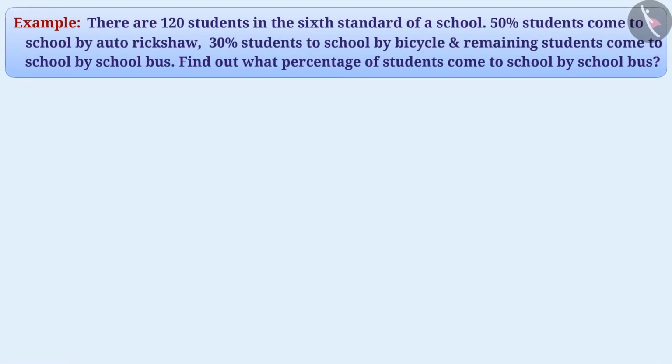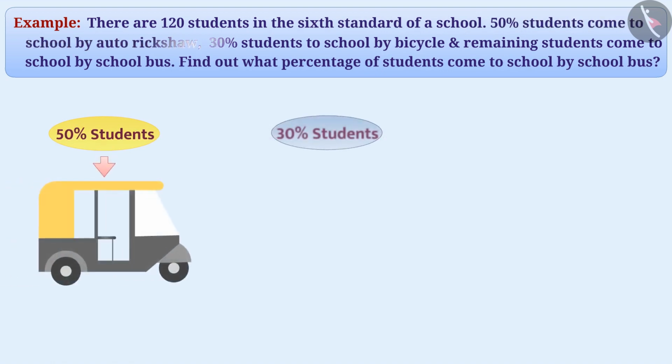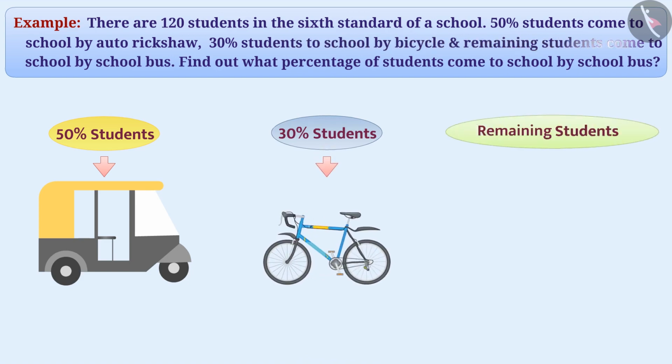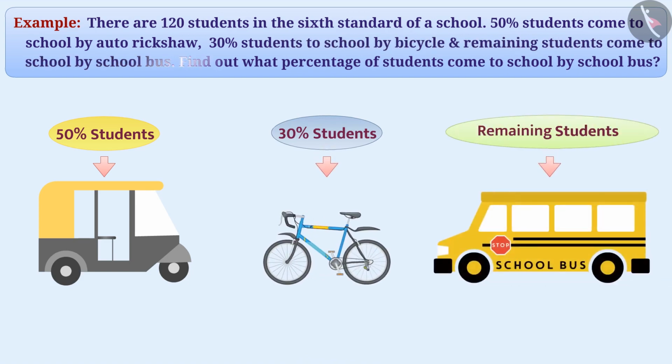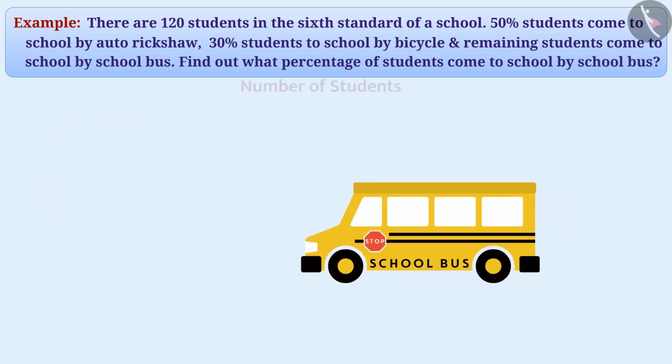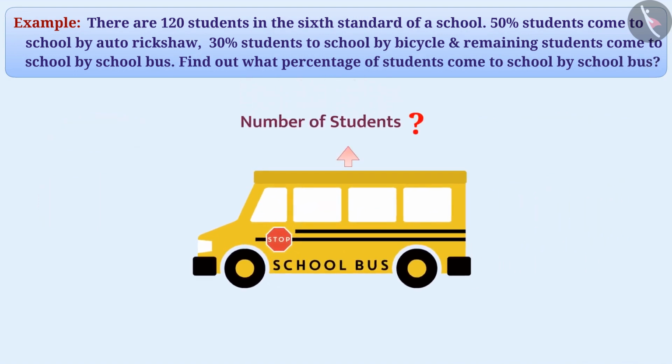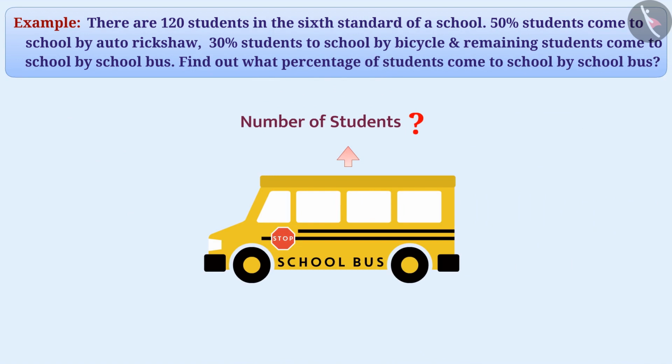Next example. There are total 120 students in the 6th standard of a school. From these, 50% students come to school by auto rickshaw, 30% students come to school by bicycle, and the remaining students come to school by school bus. Find out what percentage of students come to school by school bus. We have to find the number of students coming by school bus. Can you tell how we can do this? Think.